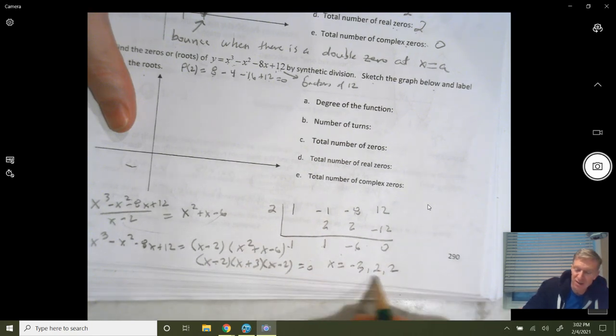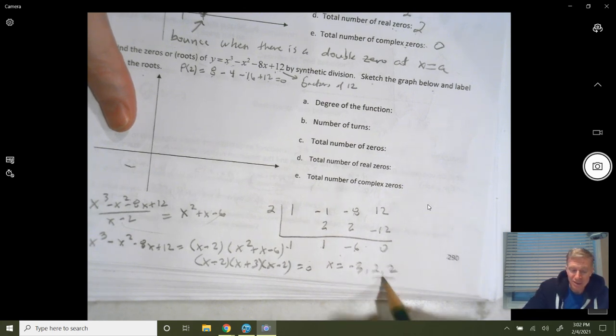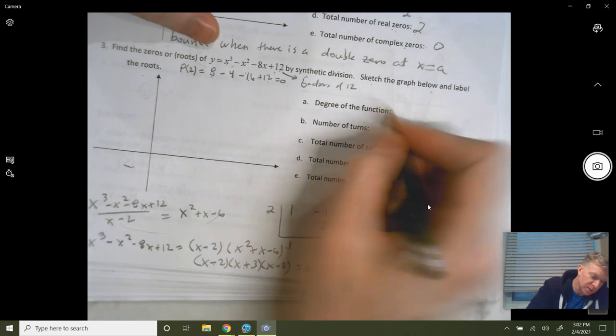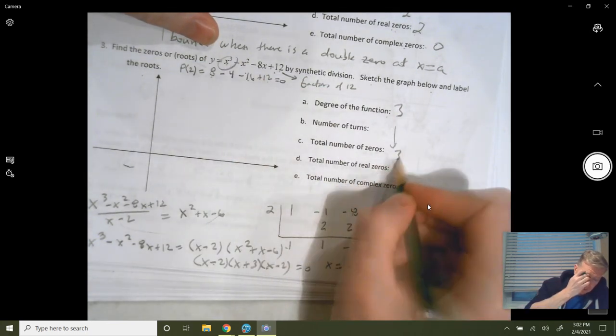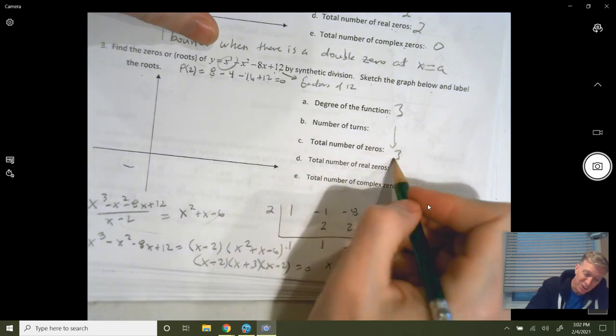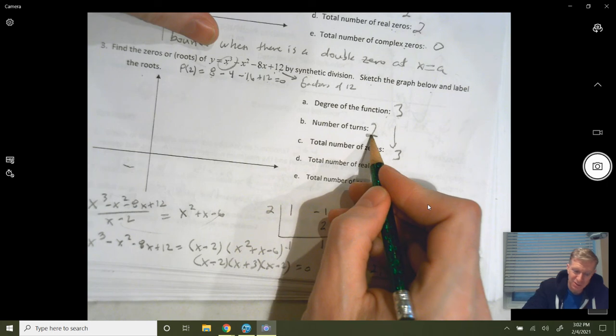So notice we've got a double zero at 2. Remember what that means. There's going to be a bounce at 2. Okay, degree of the function, x cubed, is 3. Total number of zeros, that's 3. Number of turns, 1 less than the degree, so 2. Remember, that's at most 2. There might be less than 2.